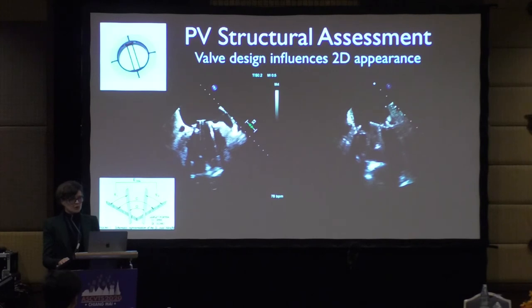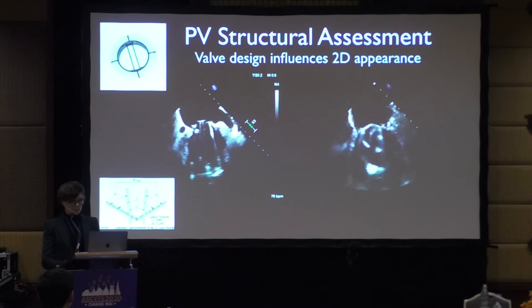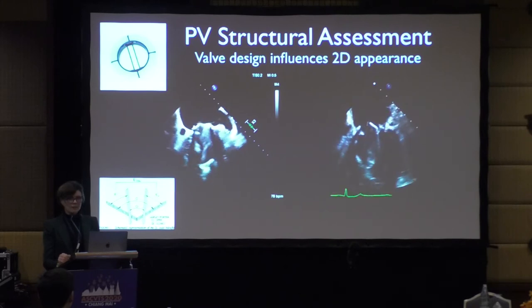So when we do an echocardiogram, we do a structural assessment, and the valve design influences the 2D appearance. These are two bi-leaflet mechanical valves. And here you can see the two leaflets, and you can see that they're both moving symmetrically. You can look for the opening and closing angles, and you can ascertain whether or not that's normal. And this is, in fact, opening and closing normally. Whereas with this one, there's some hang-up of one of the leaflets, and this is a patient who's got obstruction.